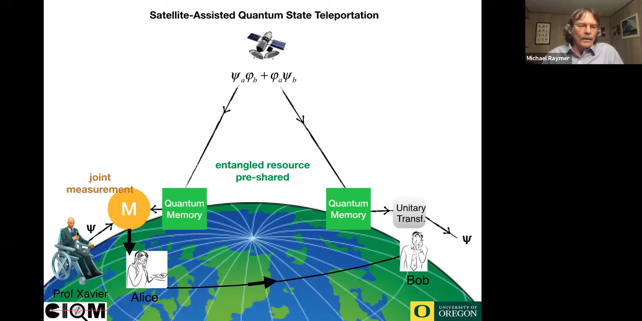When the professor generates a state psi, he sends it to Alice. Alice takes one entangled particle from the memory, does a joint measurement, calls up Bob. Bob takes another entangled photon from here, does the unitary transformation, and boom, gets the right state. And the main point is that the quantum satellite never knows anything. It's totally ignorant. It just provides entangled particles across the ocean. This experiment has not been done yet. We're working with NASA to try to get the funding in order to do this experiment.